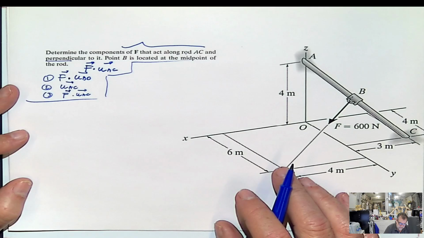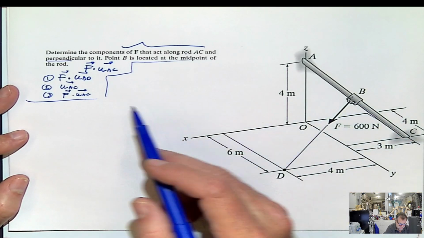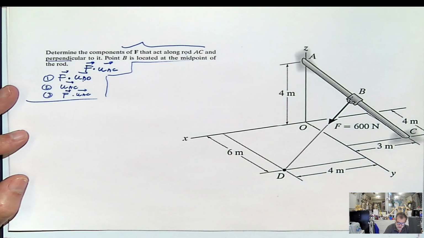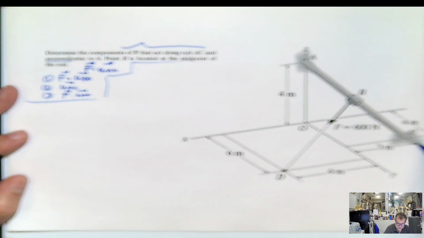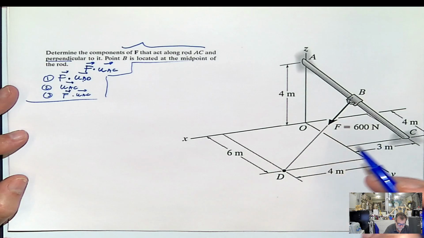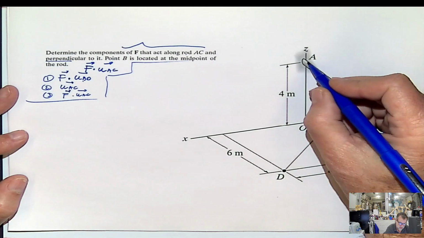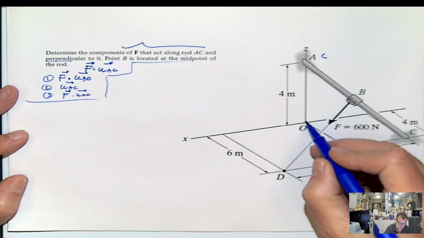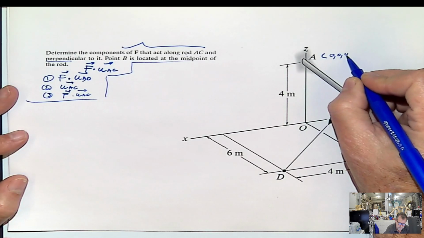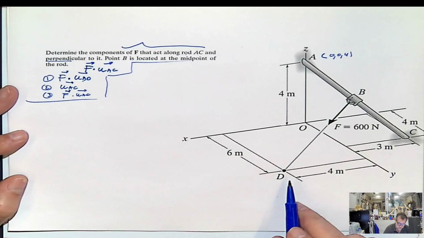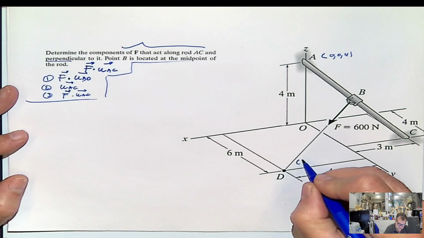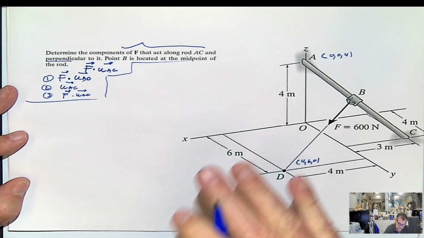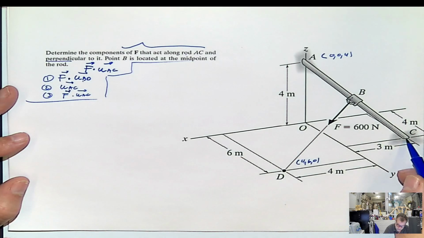Okie dokie. So I know that I'm going to need the unit vector BD, and I'm going to need the position vector BD, and I'm going to need the unit vector AC. So bottom line is we will need coordinates of all of these points. So what are the coordinates of the point A? 0, 0, 4, because it's exactly over the z-axis. What are the coordinates of the point D? That would be 4 in x, 6 in y, 4, 6, 0, because it's over the xy plane.